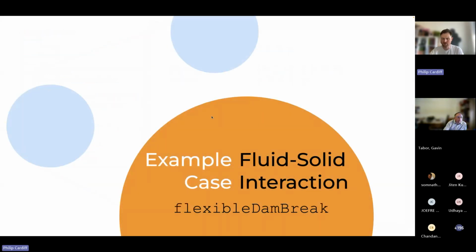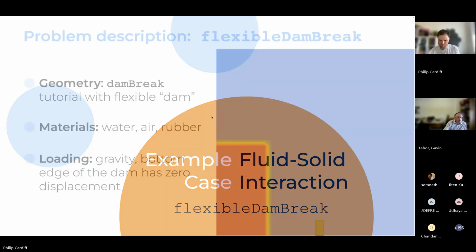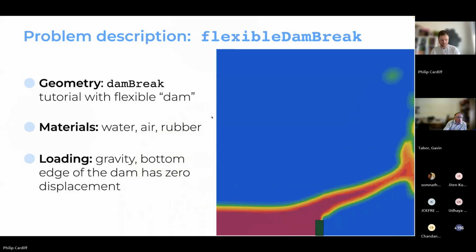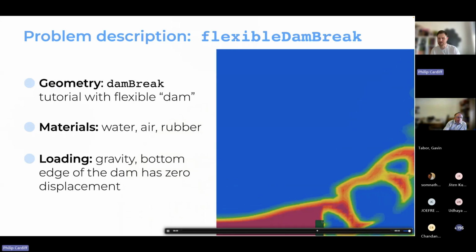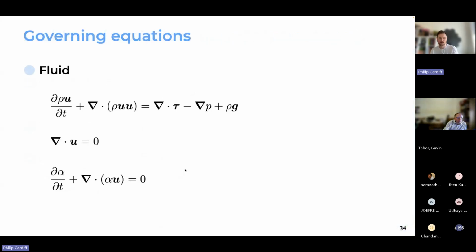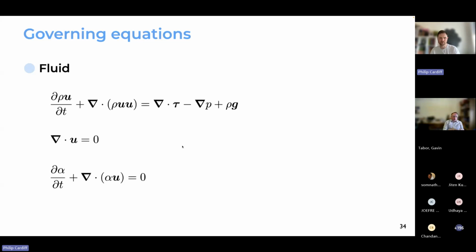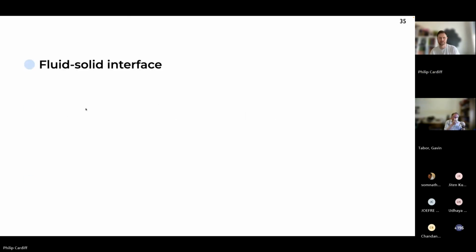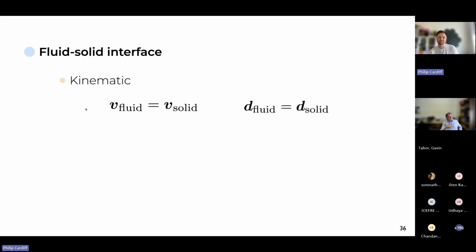Okay, let me move now on to the first FSI test case. This is the flexible dam break I showed at the start. It's just a normal dam break, except now we have a flexible obstacle. The equations: this is the standard interFoam equation, so a multi-phase volume of fluid approach. The solid will use a similar approach as before, except now we have a mass times acceleration term, so it's a dynamic problem.